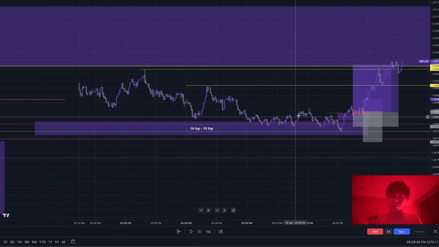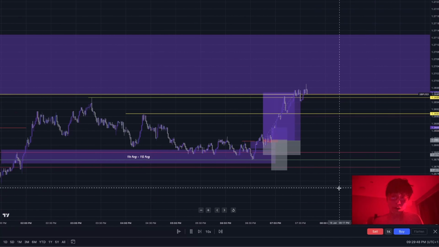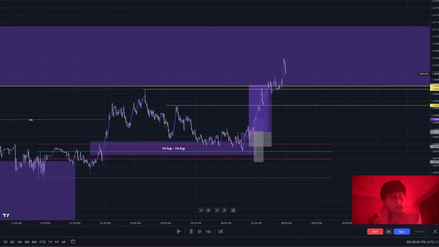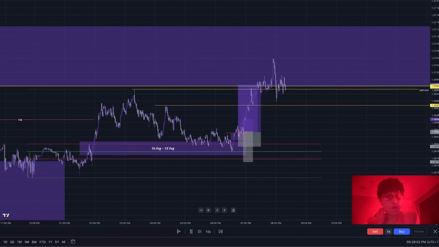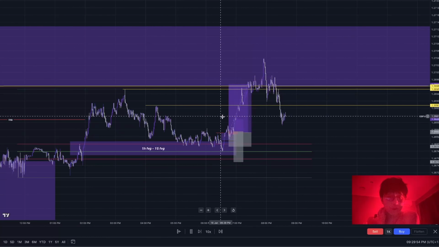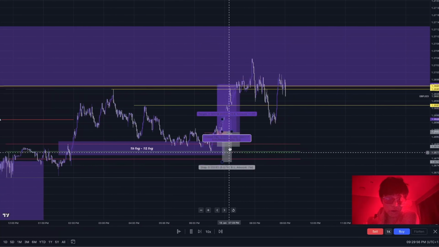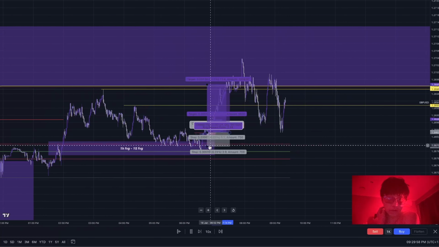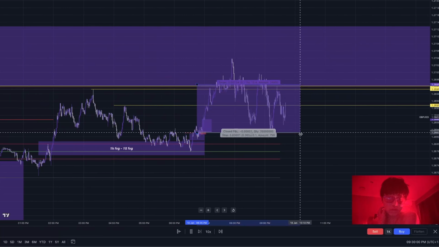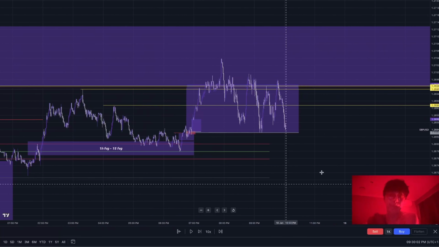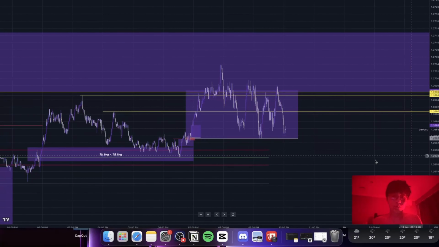As you can see, it absolutely rallied up, took out most of our take profits, and then later it broke us out. After I took my first take profit at this 15-minute high, I put my stop loss to break even, and we got stopped out at break even. But yeah, that was the trade we took today.